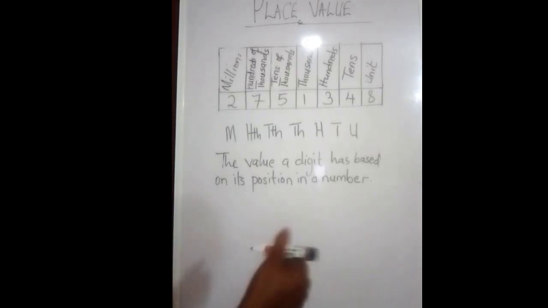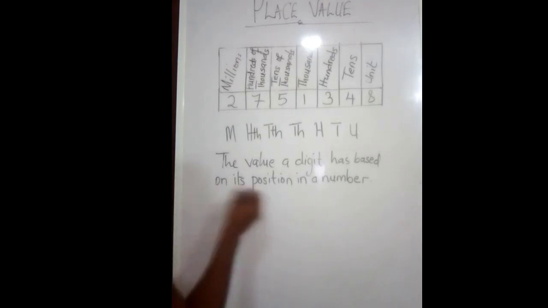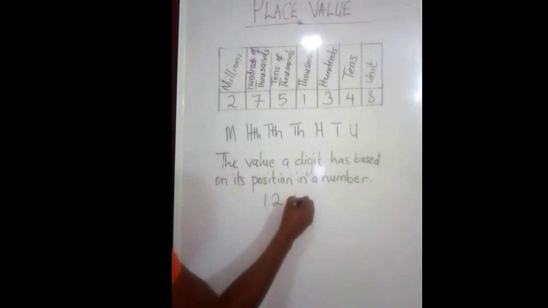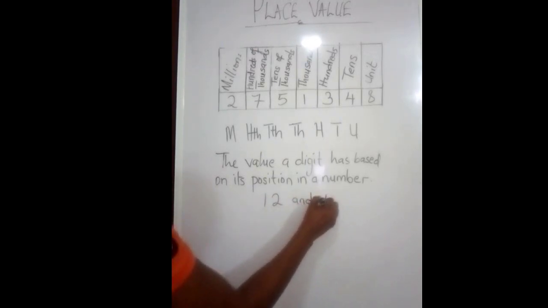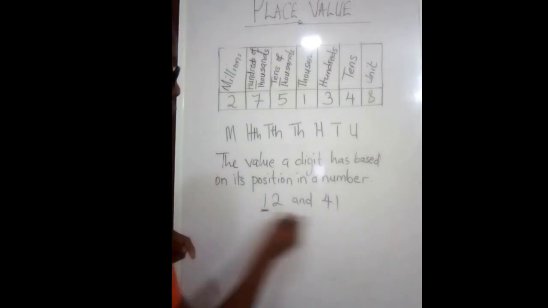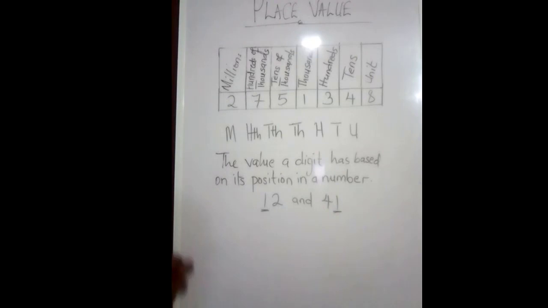For example, in the numbers 12 and 41, I tell you that this one you see in here and this one here have totally different values. They have totally different values.